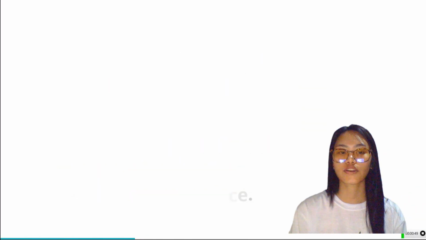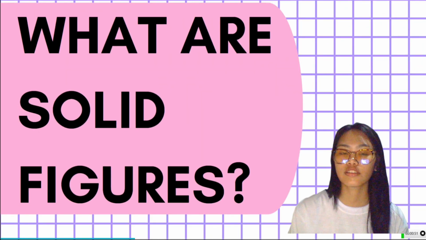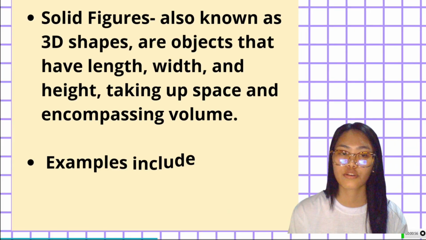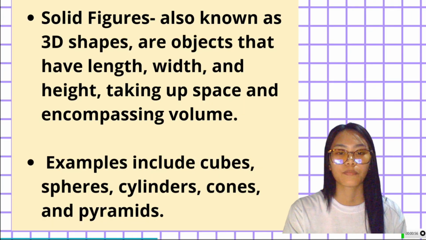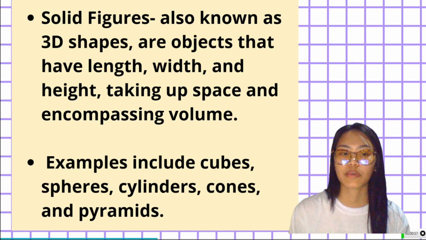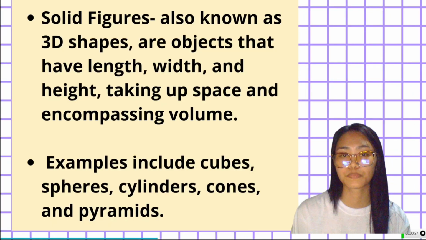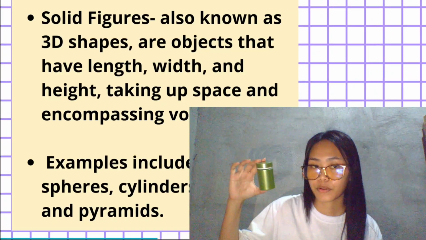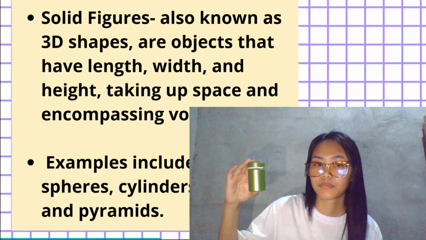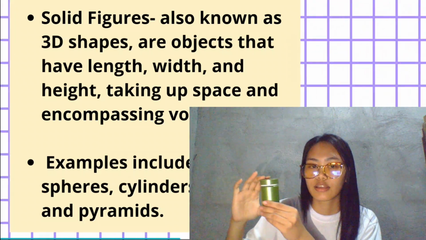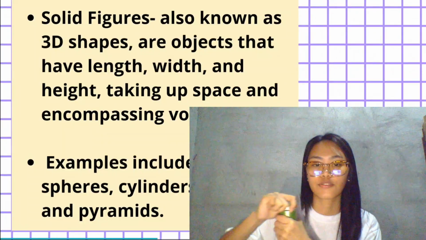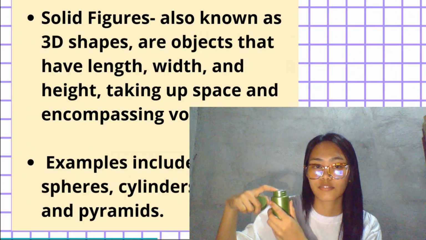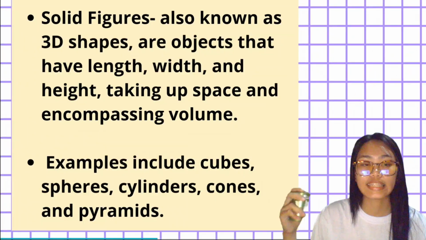Now let us talk about the solid figures. Solid figures are also known as 3D shapes or three-dimensional shapes, objects that have length, width, and height, taking up space that encompasses volume. So I have here an example. This is a bottle. The bottle has length, width, and height. It can be filled, so it takes up space and encompasses volume inside. While plane figures are only two dimensions.